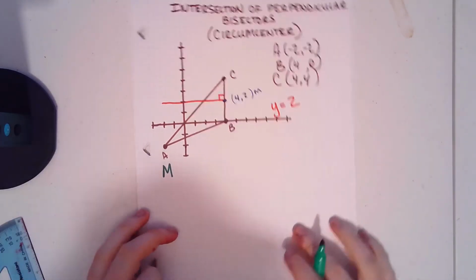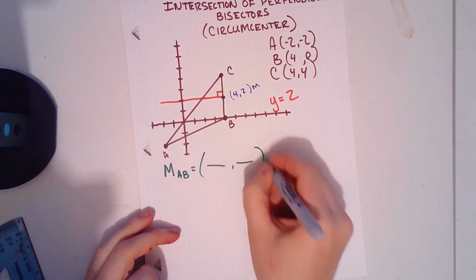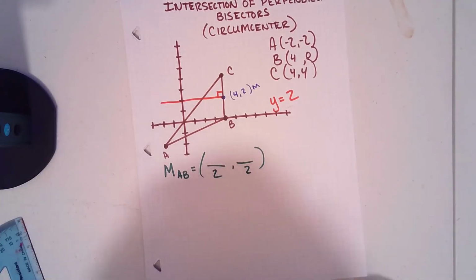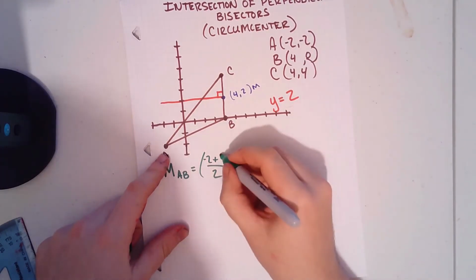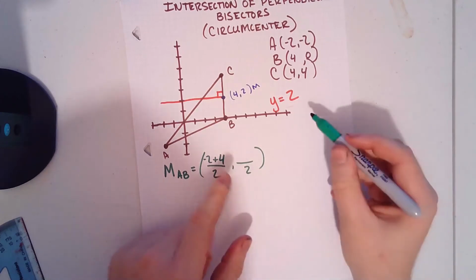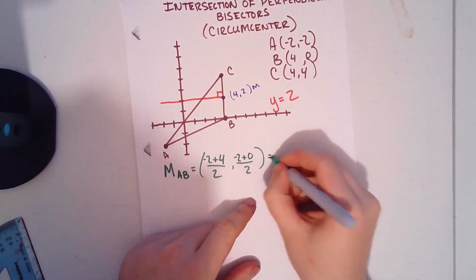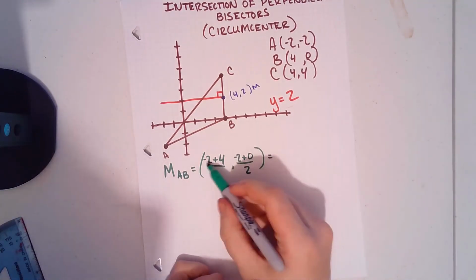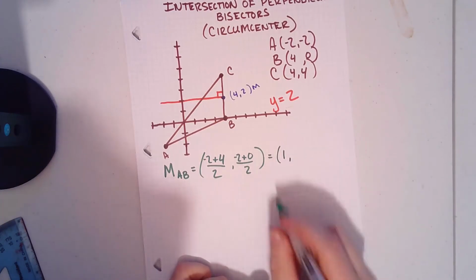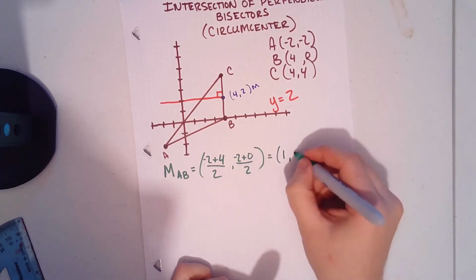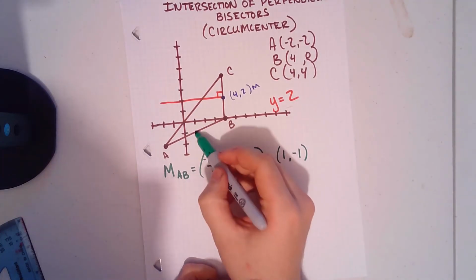Midpoint is capital M, and I want the midpoint between AB. So that is going to be the point that is the average of the x's and average of the y's. So A's x value is -2, and if I add that together with B's x value, which is 4, and then I take A's y value, which is also -2, and B's y value, which is 0, and I average them, I get -2 plus 4, which is positive 2, divided by 2 is 1. And -2 plus 0 is -2, divided by 2 is -1. So the midpoint of AB is at (1, -1).